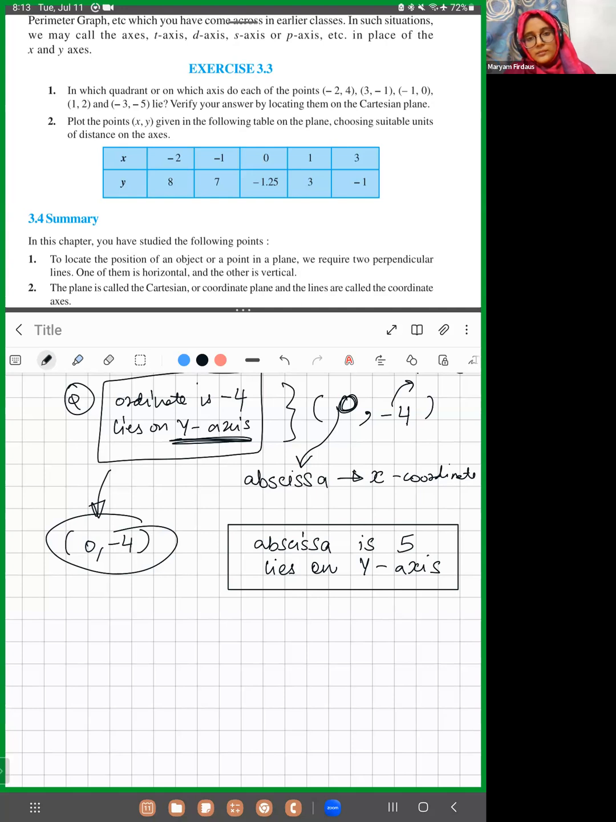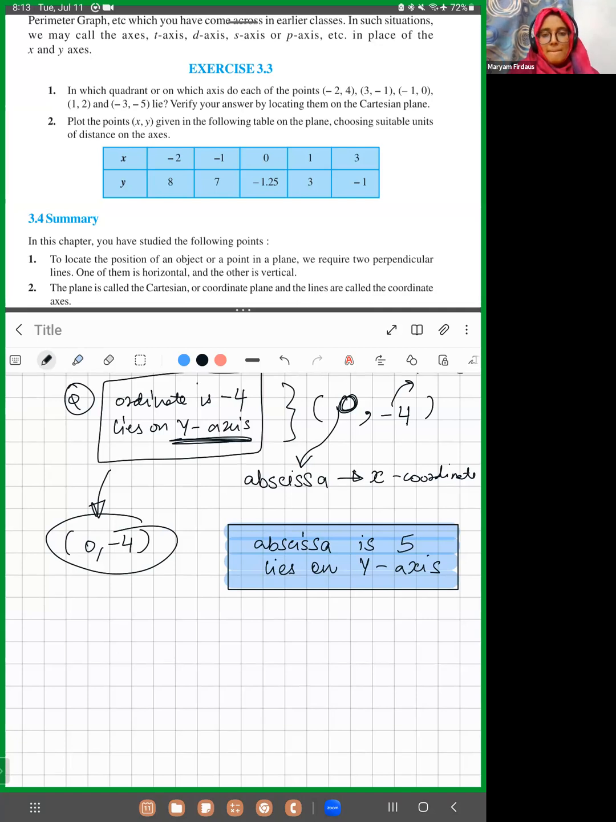Ma'am, can you repeat your question? My question is, is it possible to have a point which lies on the y-axis and whose abscissa is 5? If it is possible, then tell me the coordinates of that point. And if it is not possible, then tell me why you think it is not possible.